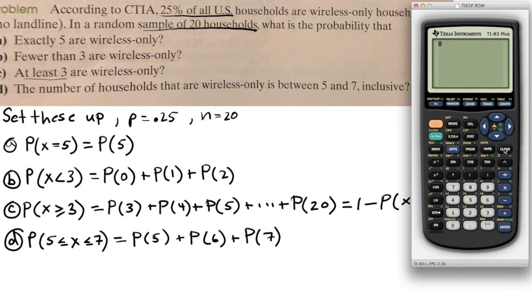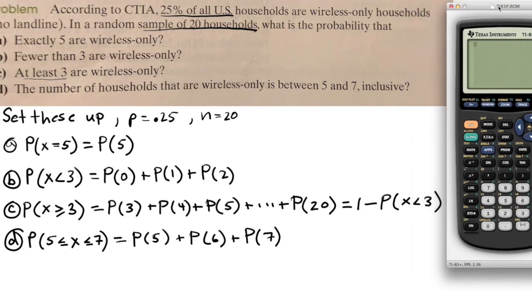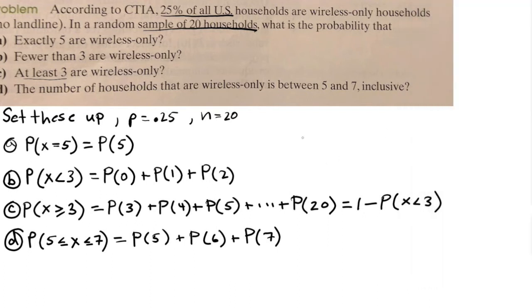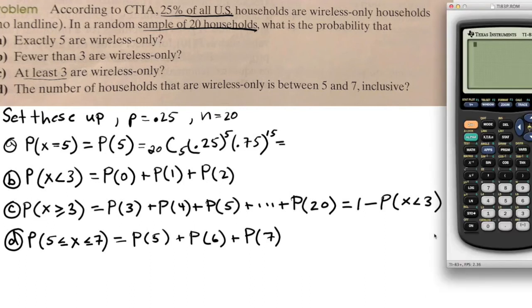So if I'm going to do, let's just say P of 5. Right, so P of 5, what do I need? I need N, which is 20, Cx, which is 5, P to the x, and 1 minus P, which would be 0.75, to the N minus x, so that would be 15.